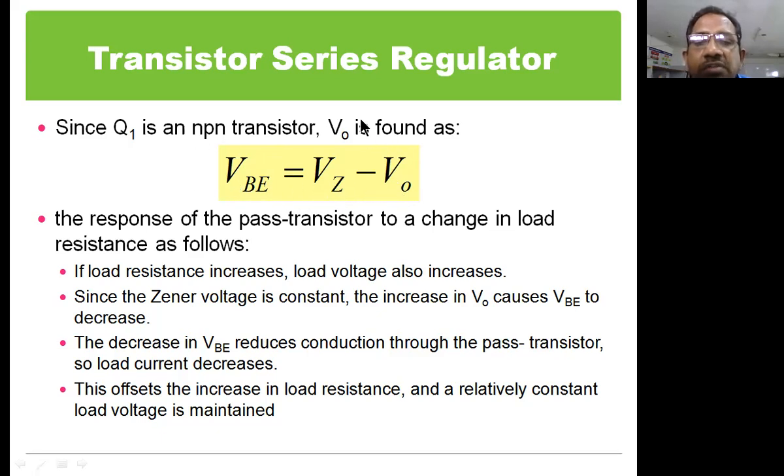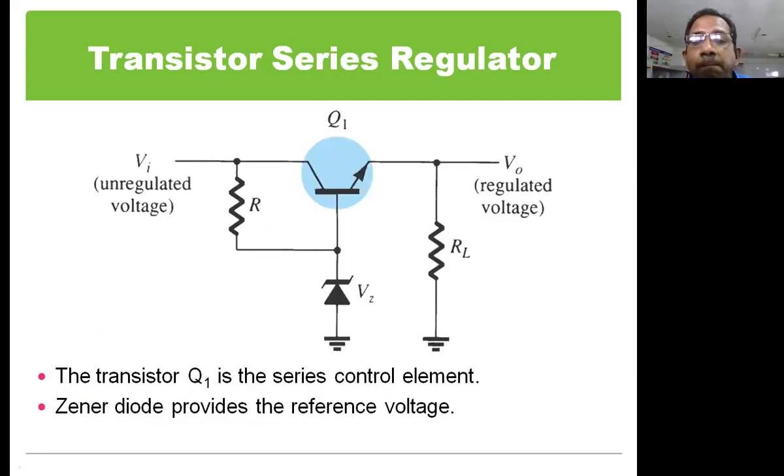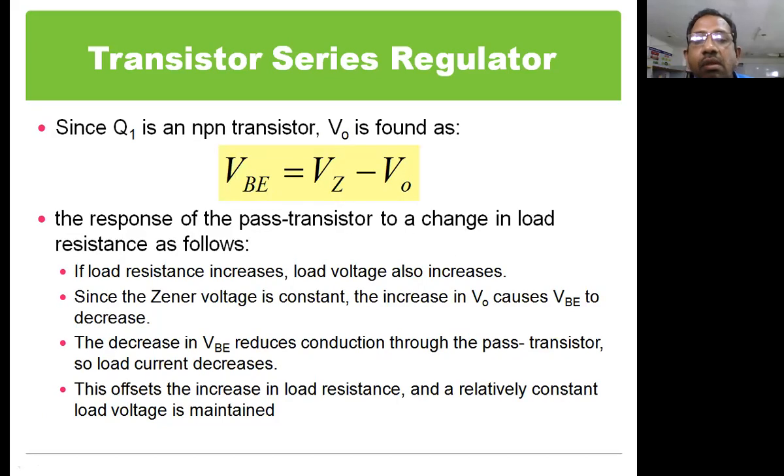Now, what can you understand from this equation? If V0 increases for any reason, what happens to VBE? That is an important point of discussion. VBE is going to decrease. Why? Because VZ is constant. If V0 increases, it is a fixed value minus an increasing value. Therefore, VBE is going to decrease.